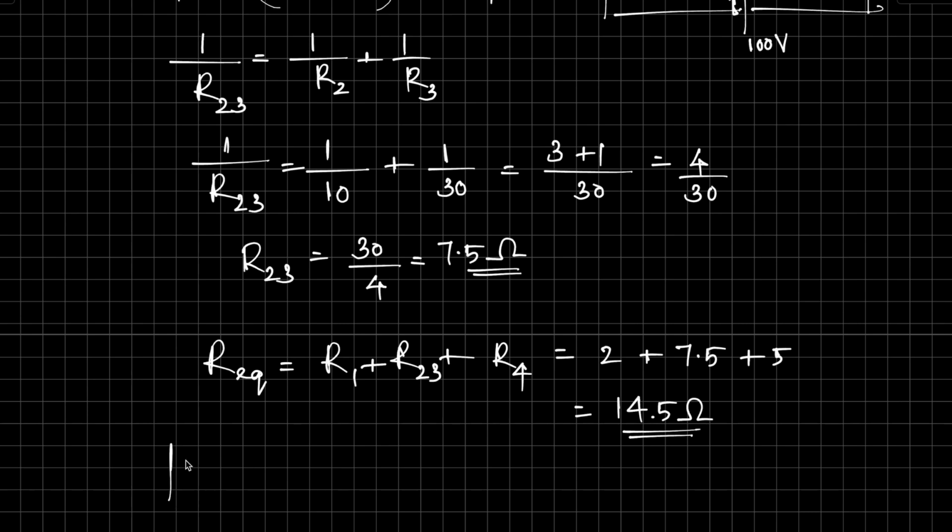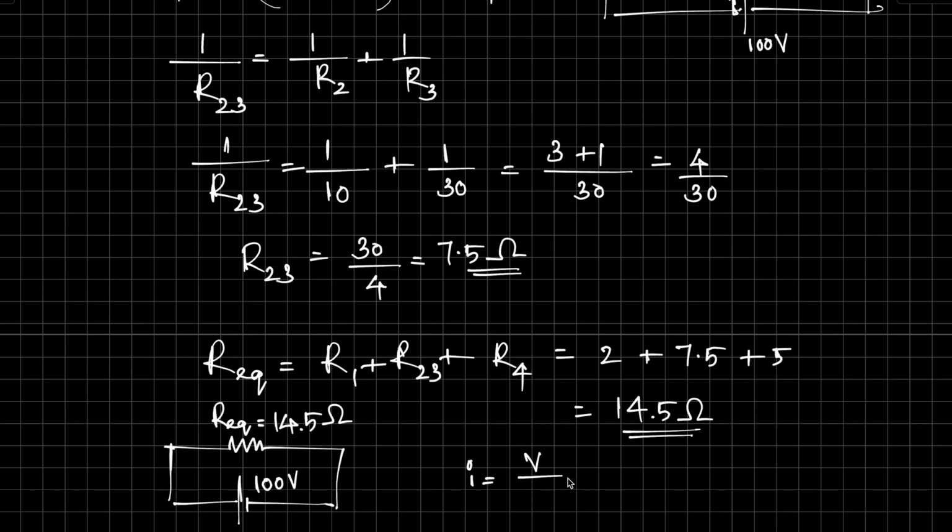That means we can replace all the resistors in the circuit with a single 14.5 ohm resistor across the 100 volt battery, and the circuit would behave the same. So that's the equivalent resistance of the circuit. And to find the current, we can use Ohm's law. I equals V over R, or Req. That is 100 over 14.5, 6.89 amps.